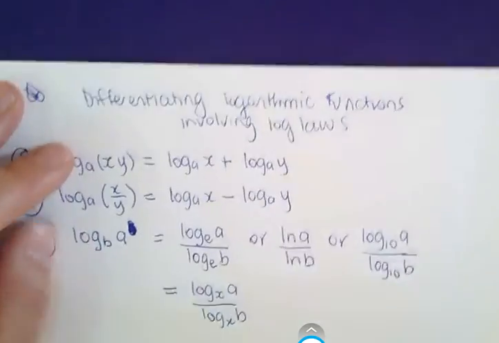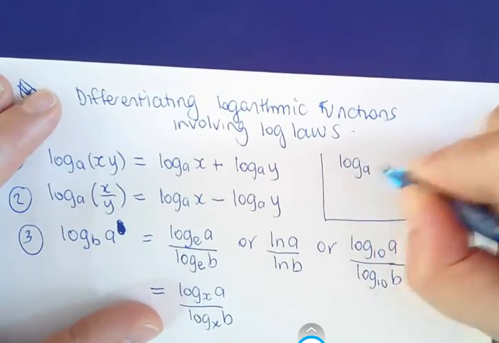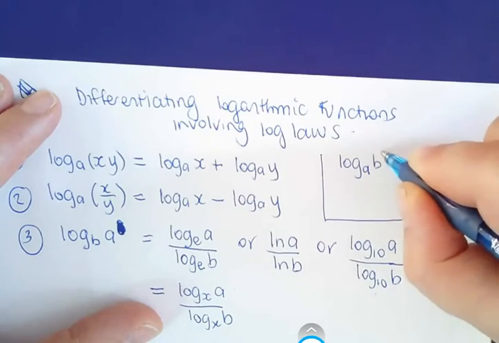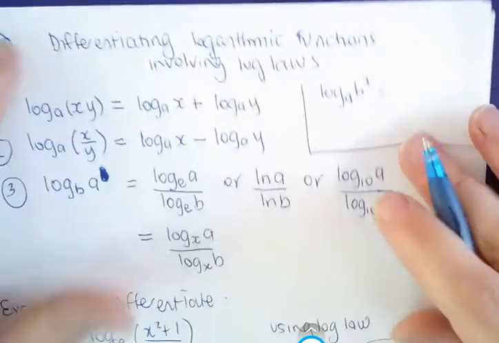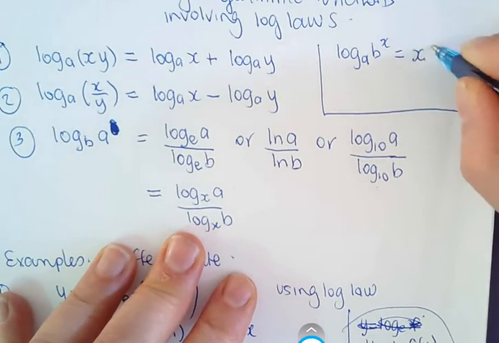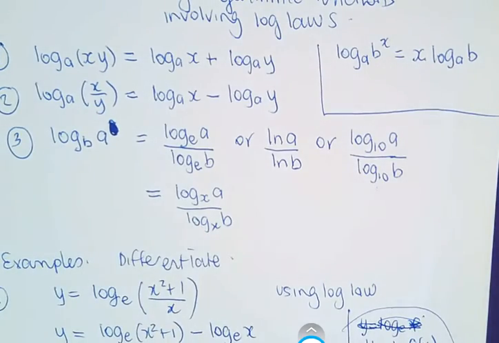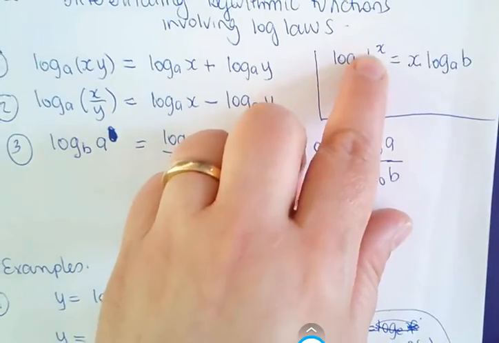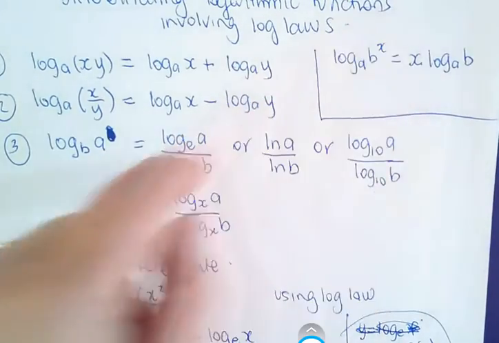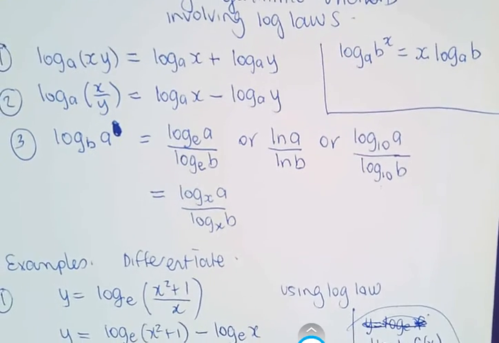Come back up. One more rule. Log to the base a of b to the x. It's the power, so the x comes to the front. If you've got log to the base a of something to a power, the power comes to the front. We normally put n there in the rule, but it doesn't matter. Whatever it is, the power comes to the front.